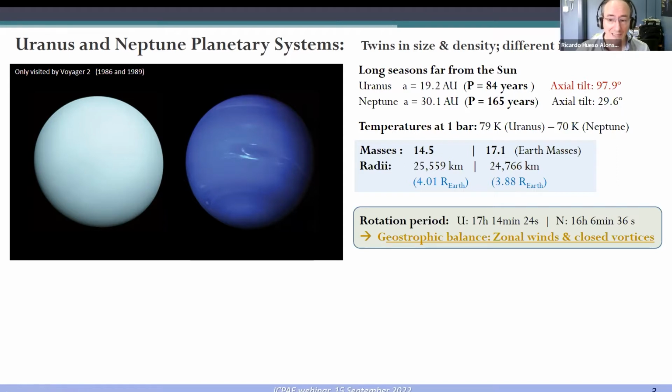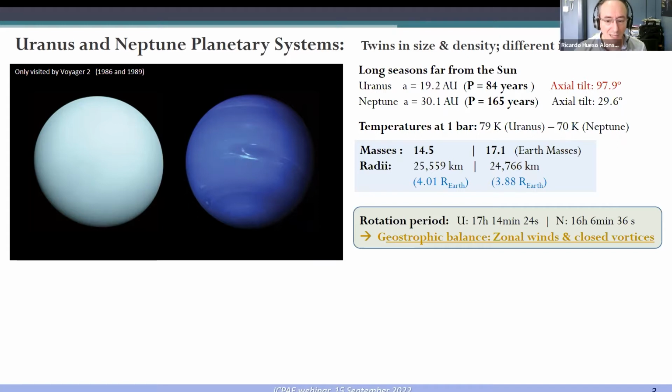And both planets have an inclined axial tilt, so there are strong seasonal effects that evolve over very long time scales. Because they are so far away from the Sun, the atmospheres are very cold. If you were to measure the temperatures at 1 bar, you would measure temperatures on the order of 70 to 80 Kelvin. And these are giant planets, but not so large as Jupiter and Saturn. They are about 15 Earth masses, and their size is about 4 times the size of the Earth.